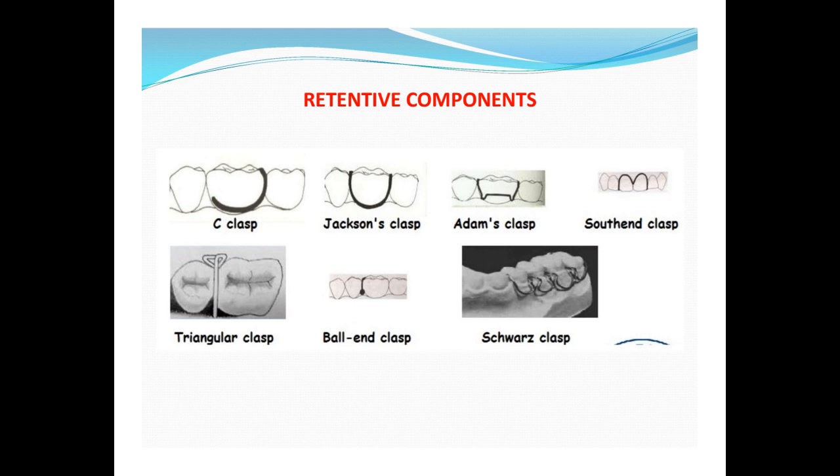Then you have the retentive components. As the name indicates, they are for retention. You don't want the appliance to move or fall out. You want it to be retentive. So some clasps are given in the form of C clasp, Jackson's clasp, Adams clasp. The most commonly used retentive component is the Adams clasp. In children with erupting teeth, you cannot give this Adams clasp. So in such situations, we go for the C clasp.